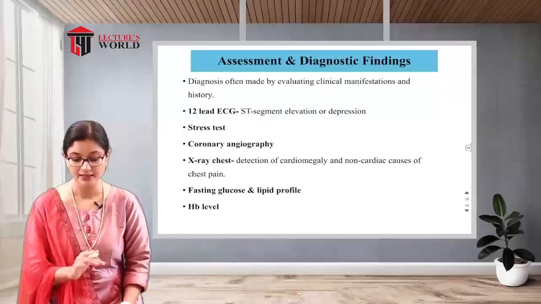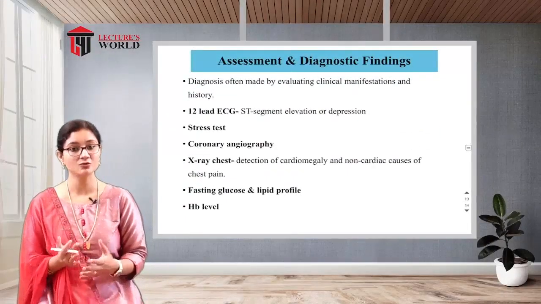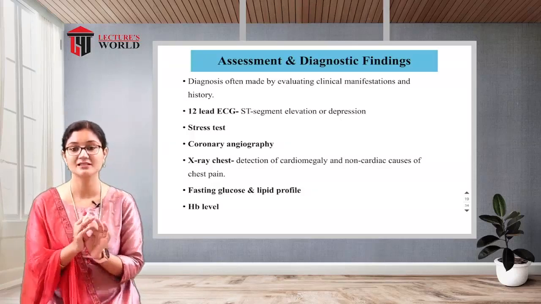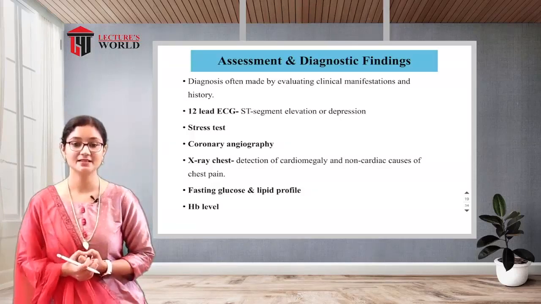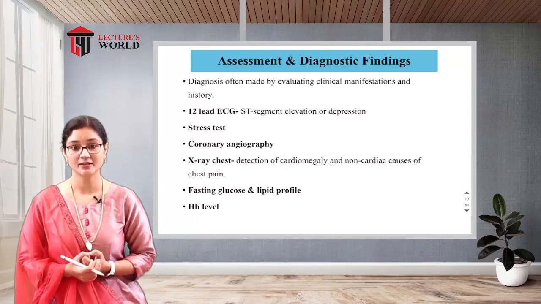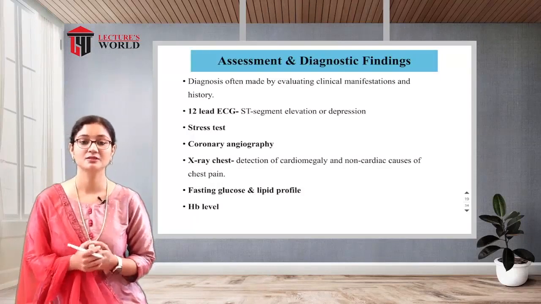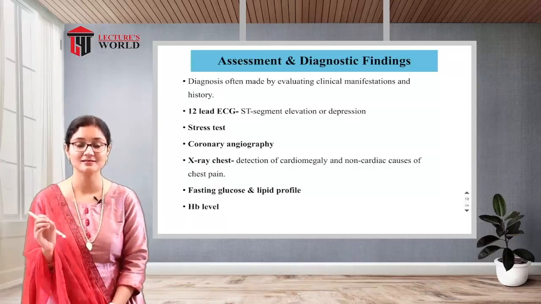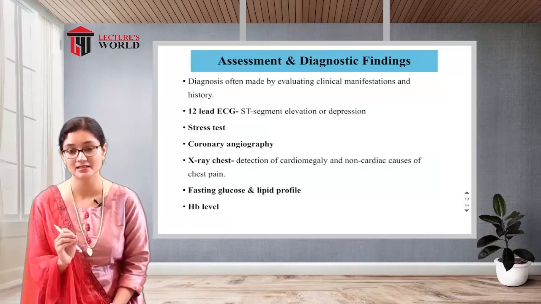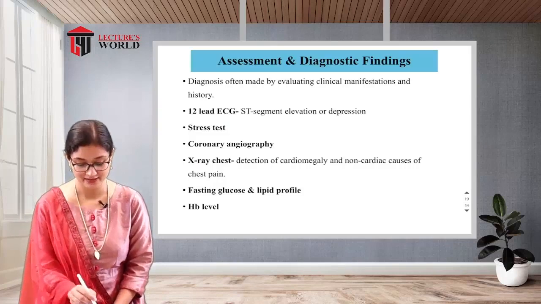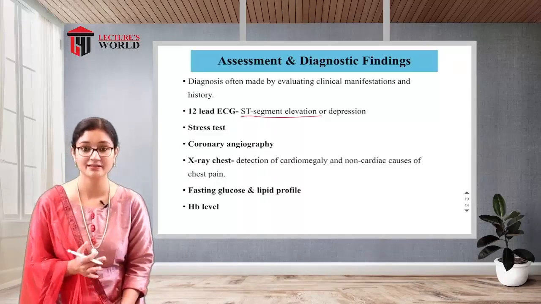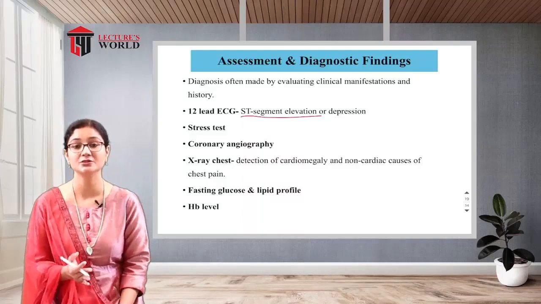Next is the assessment and the diagnostic findings. How can you diagnose this patient? Okay, the first thing is ECG. A 12 lead ECG, that is nothing but an electrocardiogram, where we have to look for specific signs which we can see nicely in ECG. Commonly it is ST segment elevation. ST segment elevation or depression can tell us that the person is heading into MI.